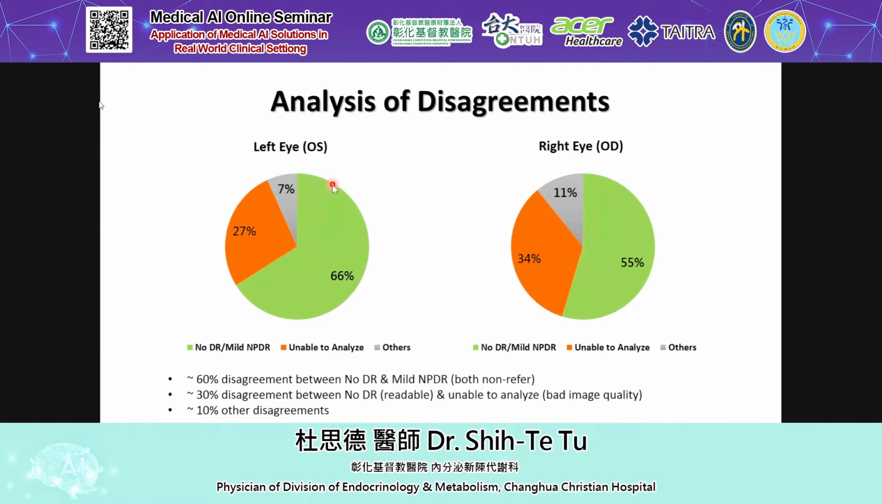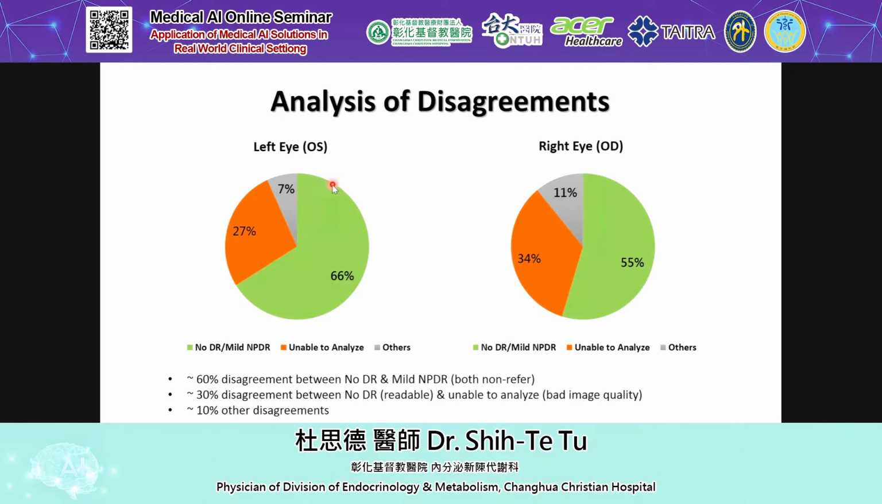And this was actually set up as non-refer. So it didn't influence the result when we want to refer the patient to an ophthalmologist. And the 30% disagreement was between non-DR, reasonable, and unable to analyze. As I said, some patients cannot dilate their pupil or they have cataract, so they cannot be analyzed. So this is bad image quality. And only 10% was other disagreement.